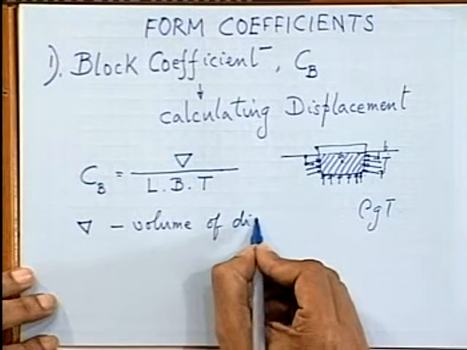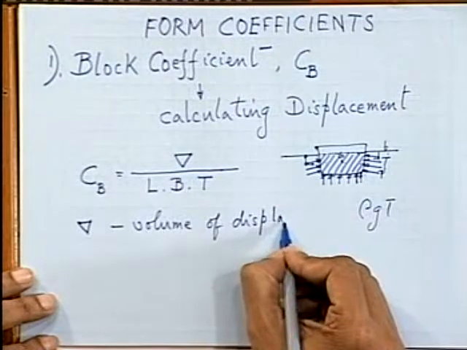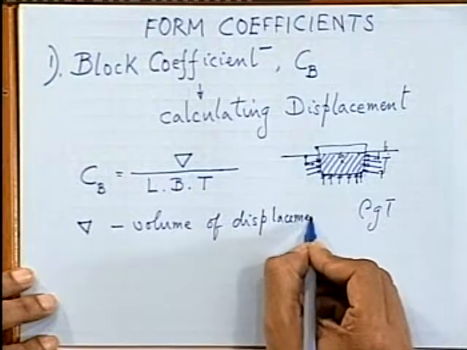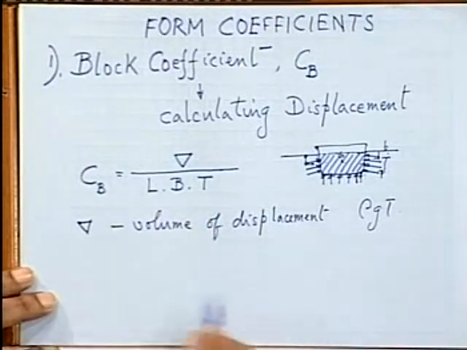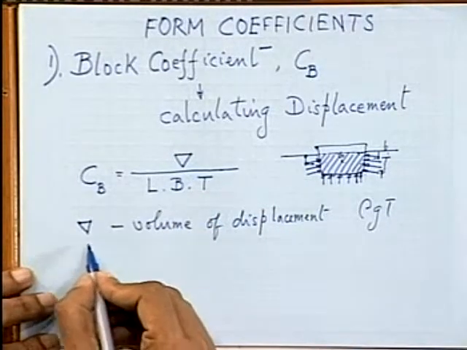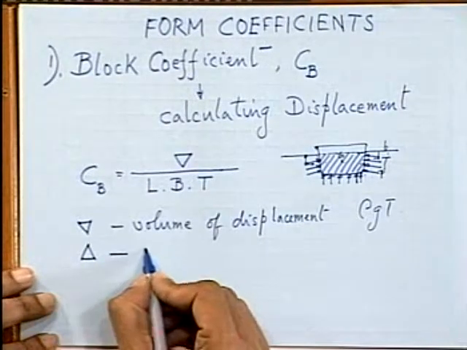Normally by displacement we mean it in terms of weight, but volumetric displacement is denoted by lambda, and if you want to denote it by weight, that is multiplied by rho g. This will be displacement by weight.